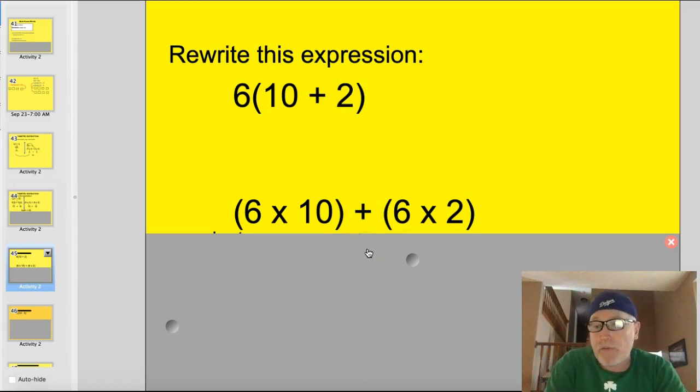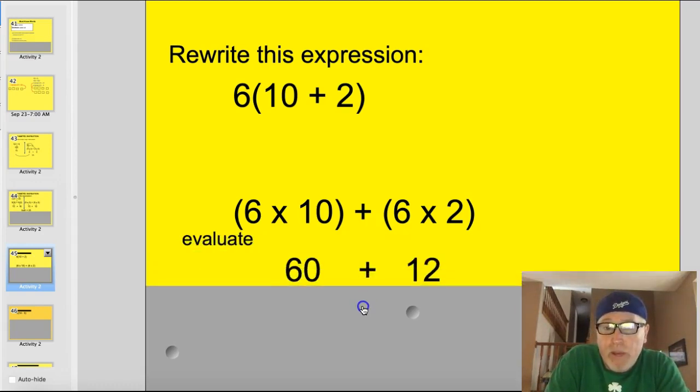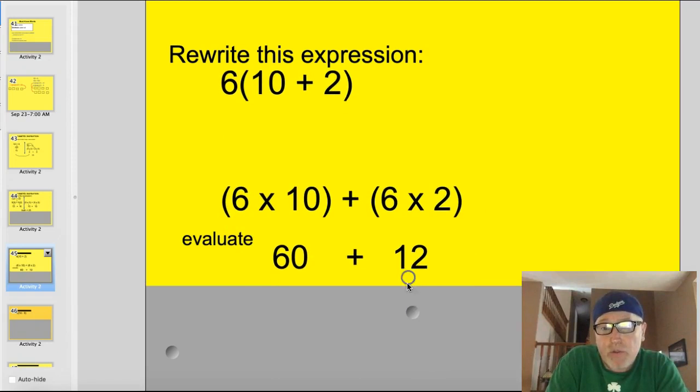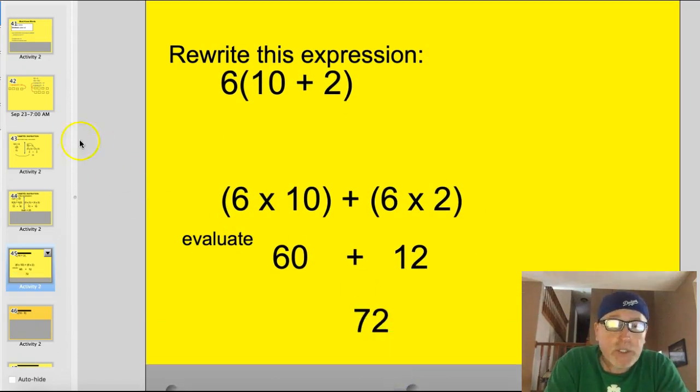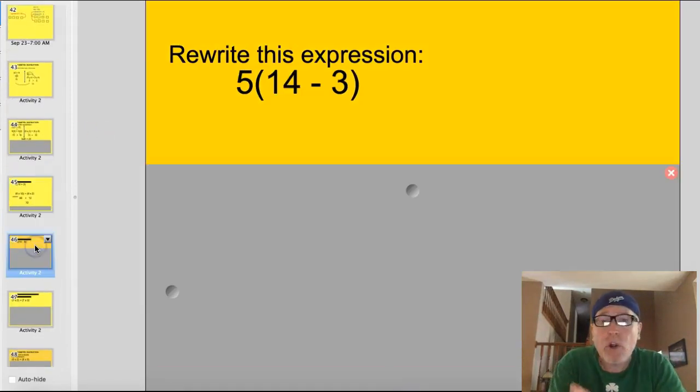Now, if I asked you to evaluate it, we could do that too, but we focus kind of on our primary target being rewriting. Evaluate it, we could have 60. We've got 12, and we add those together. And of course, we have 72. If I can get my screen to go down. There it is. All right, I'm going to have you try your first pause problem.